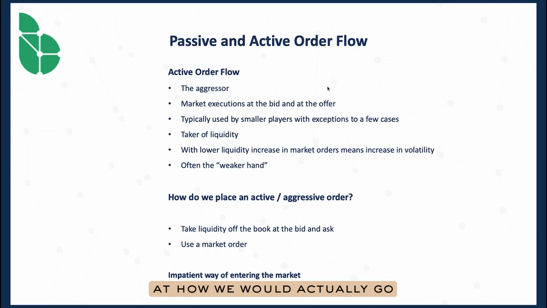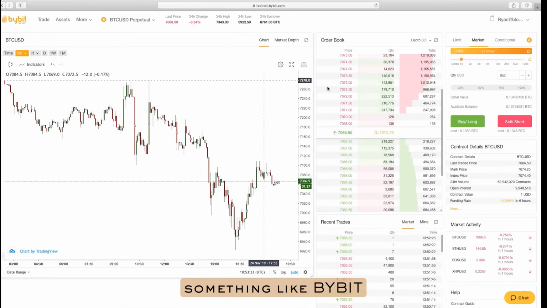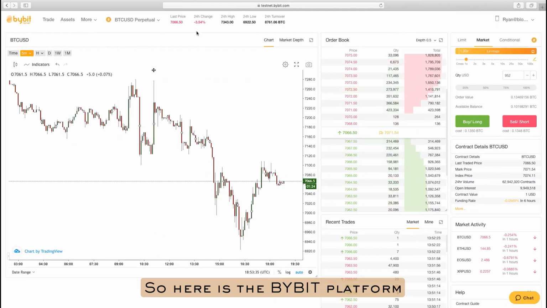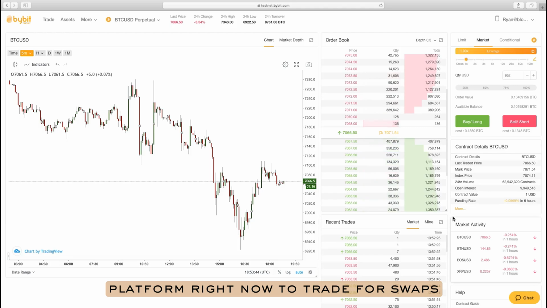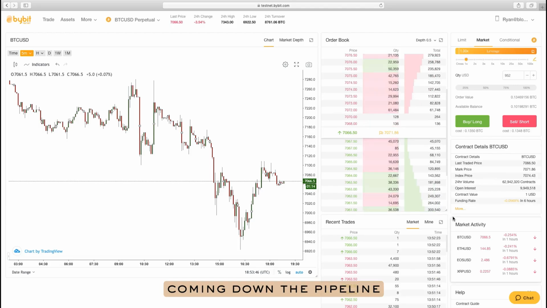So let's take a look at how we would actually go about using these on something like Bybit. So here is the Bybit platform. This is an awesome platform. Josh and I talk about it often. We think that it is the number one platform right now to trade perp swaps. I know they have a lot of other stuff coming down the pipeline.